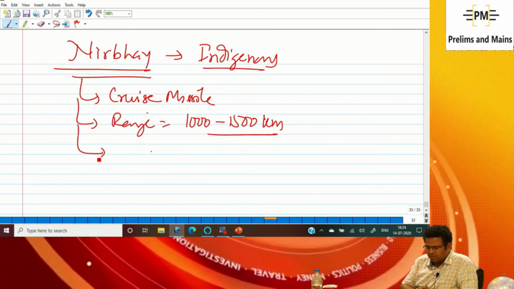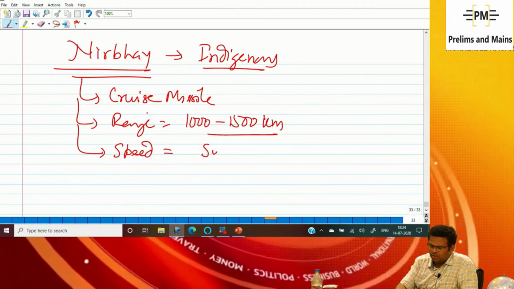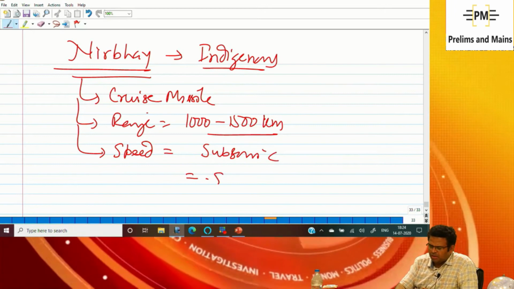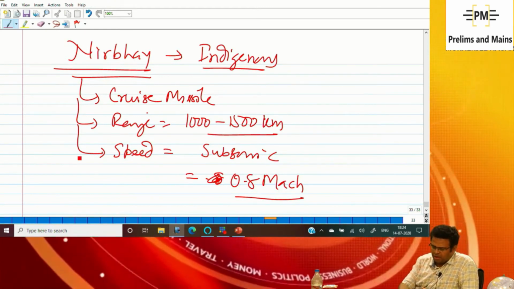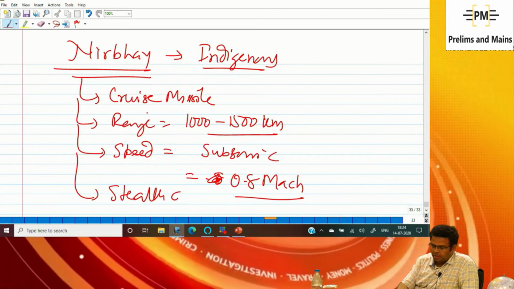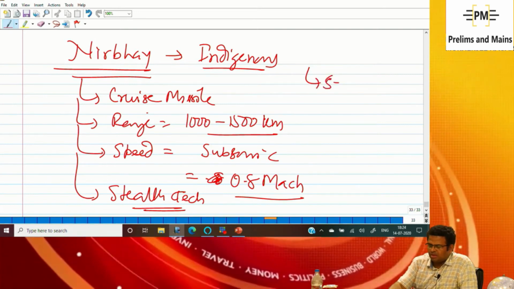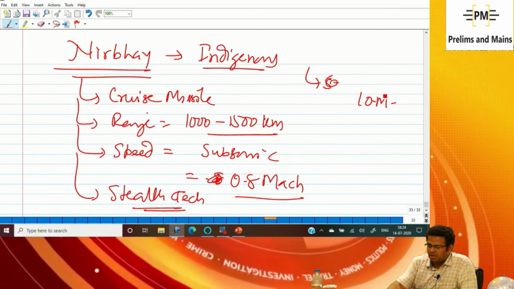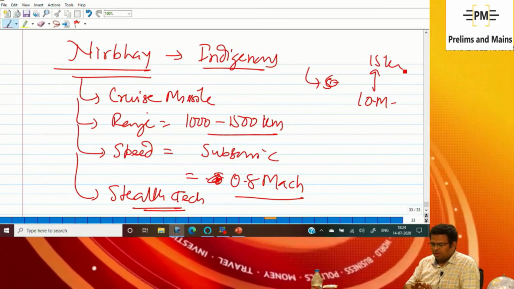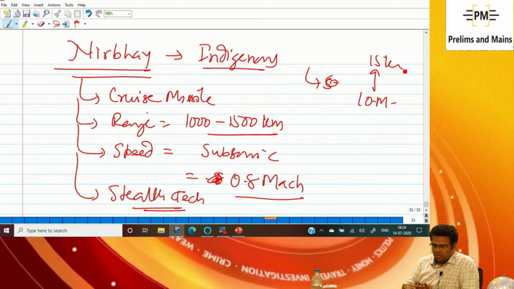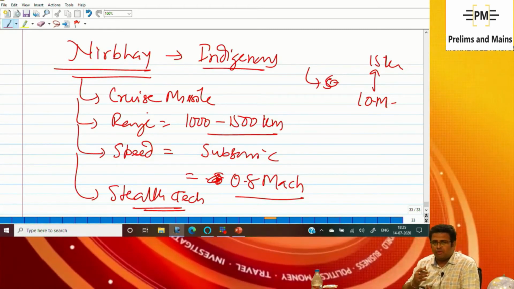Its speed is subsonic, and subsonic means 0.8 Mach. It also has stealth technology. It does not have the S-maneuver, but it moves from 10 meters to 15. So we are not talking about the S-maneuver technique, but it is stealth technology, S-T-E-A-L-T-H. So Nirbhay: if Brahma ji is with you, you will be fearless, Nirbhay, from the land, from the sea, from the air, anywhere.